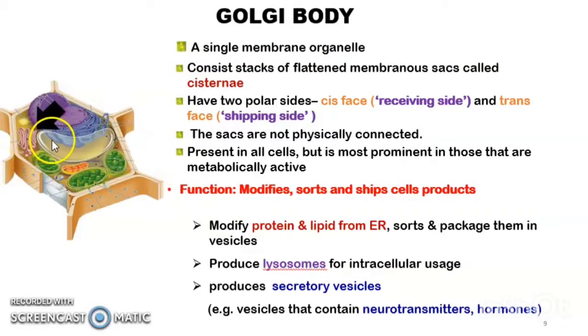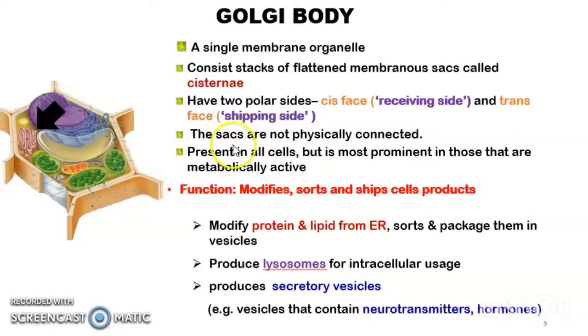And then it has two polar sides, which we call cis phase, the receiving side, and the other one trans phase, or shipping side. Okay, so later I will show you the diagram. And then the sacs are not physically connected. It is present in all cells, but it is most prominent in those that are metabolically active.